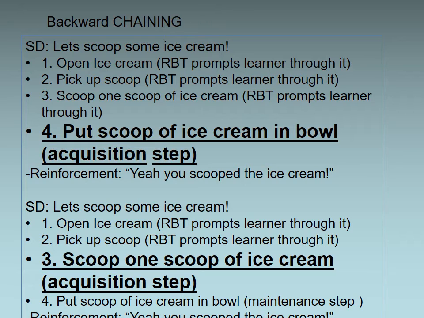Then, once that step is mastered, we move back to step 3 now. See, we're going backwards. 4, 3, 2, 1. That's why this is known as backwards chaining. The SD remains the same. Let's scoop some ice cream. So the RBT prompts the learner through step 1 and 2, and then helps them with step 3, the minimal prompting. They're teaching step 3, and then the learner can do step 4 on their own with the maintenance step, and the reinforcement is delivered. Yay! You scoop the ice cream.